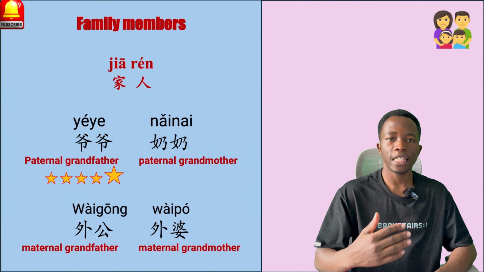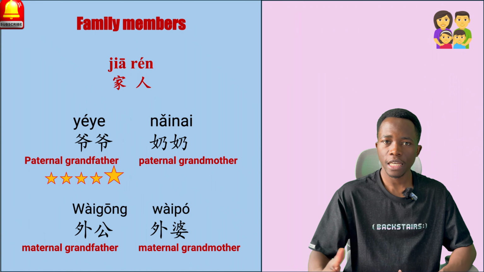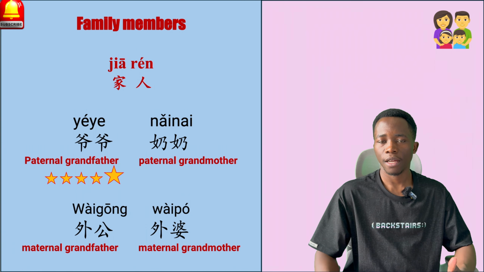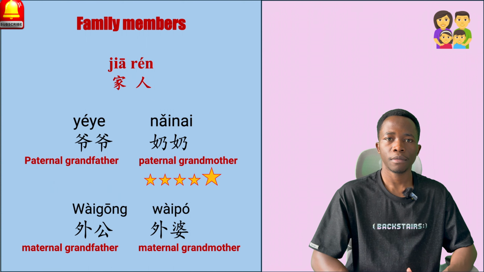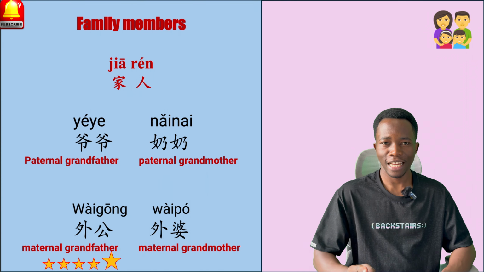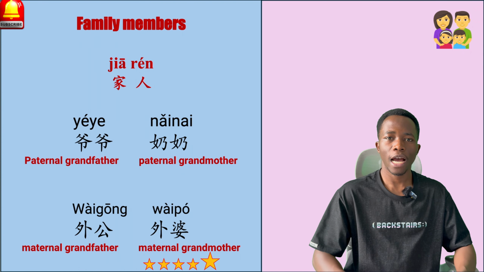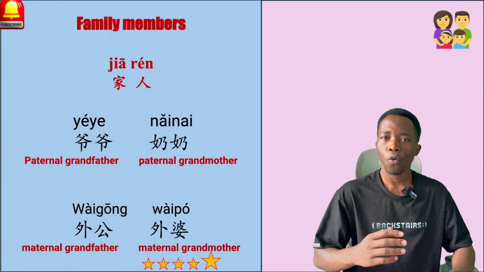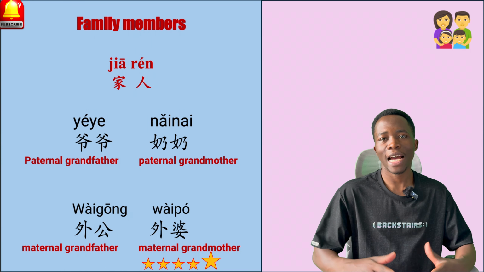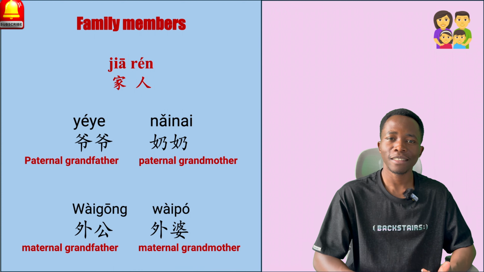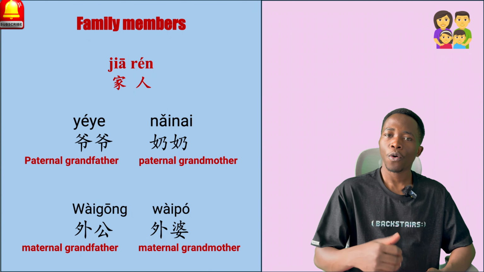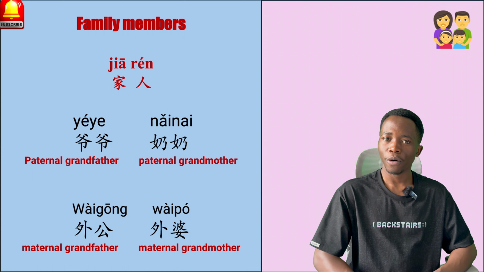The first one is 爷爷. Paternal grandfather, 爷爷, and 奶奶, paternal grandmother. 外公, and 外婆. So these are grandparents: 爷爷, 奶奶, 外公, 外婆.